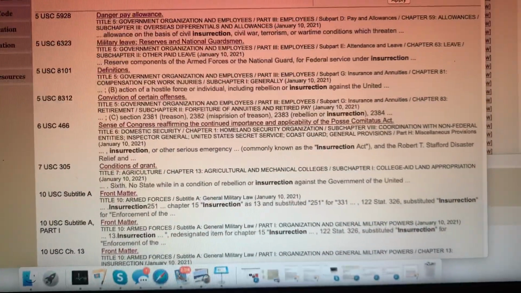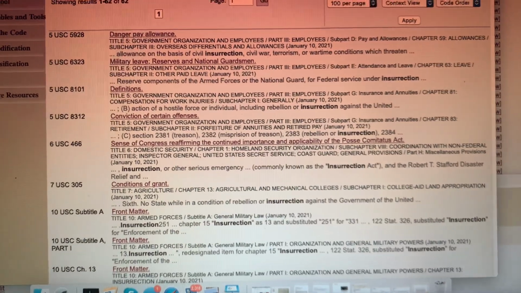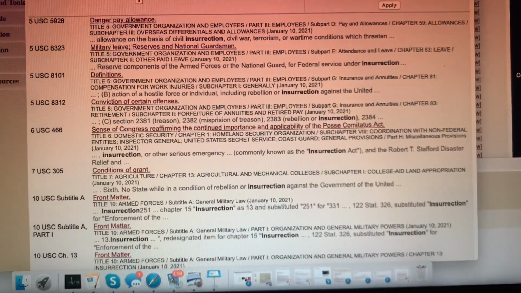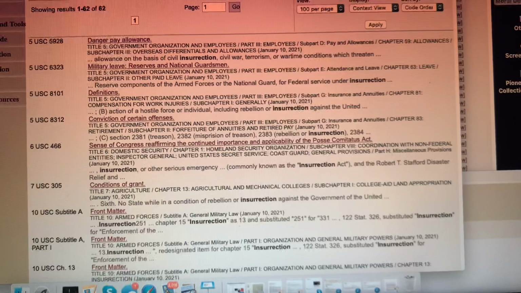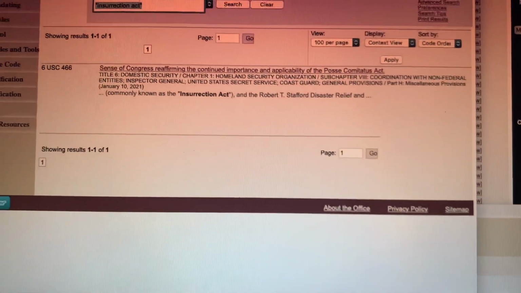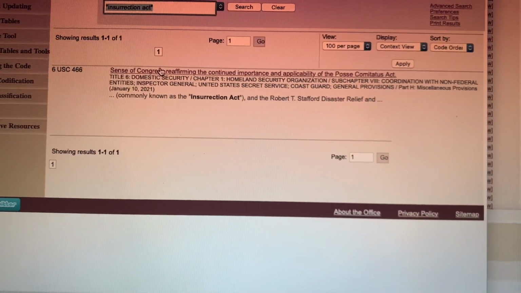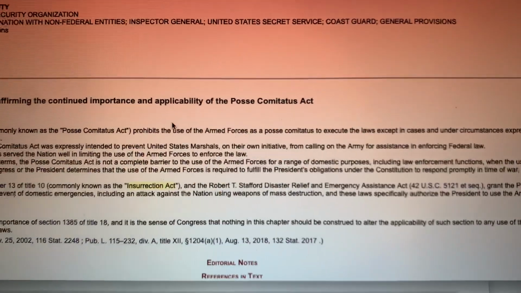You can put other words in here on this site and just look up different things, and you can find out a lot of good information.